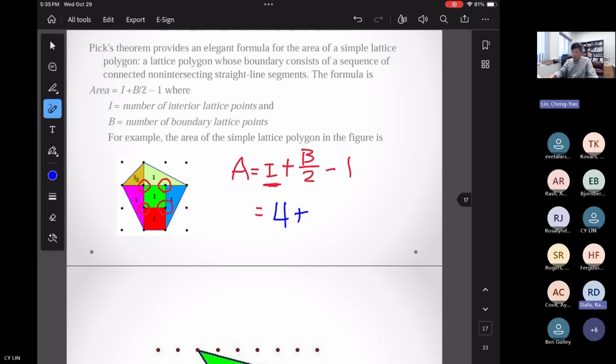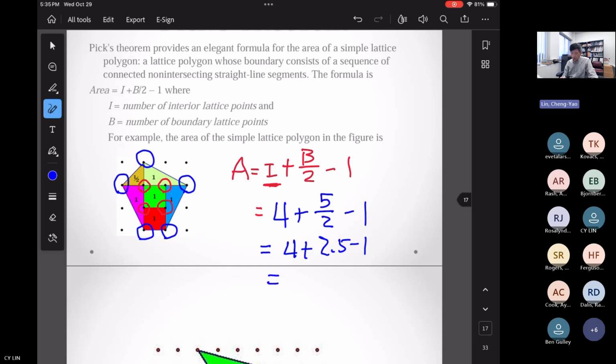All right. And next, boundary points. The boundary points are right here. That's 1, that's 2, that's 3, that's 4, that's 5. So 5 divided by 2 minus 1. So we have 4 plus 2.5 minus 1. The answer would be 6.5 minus 1, which is 5.5 units square.